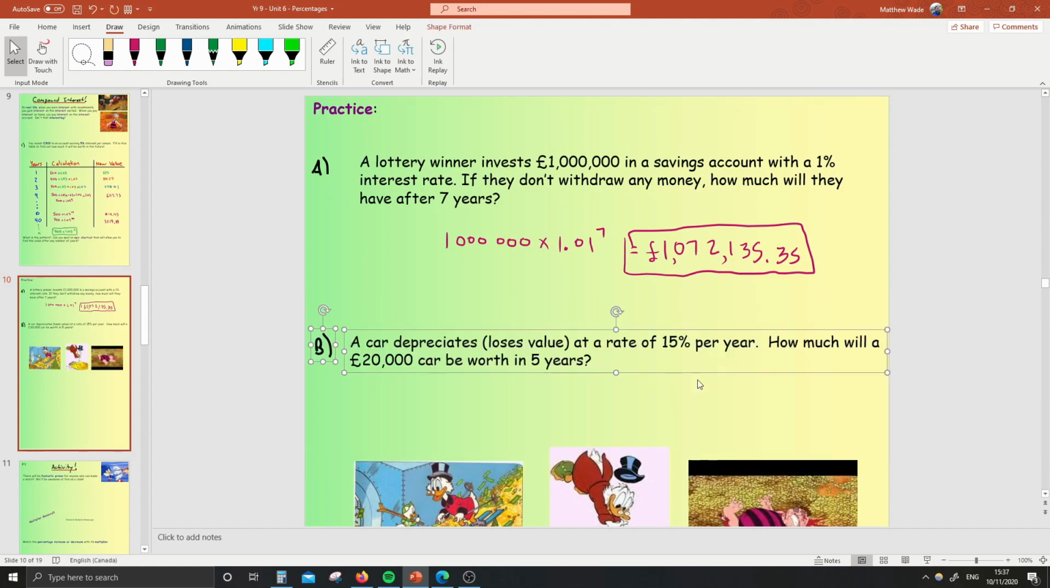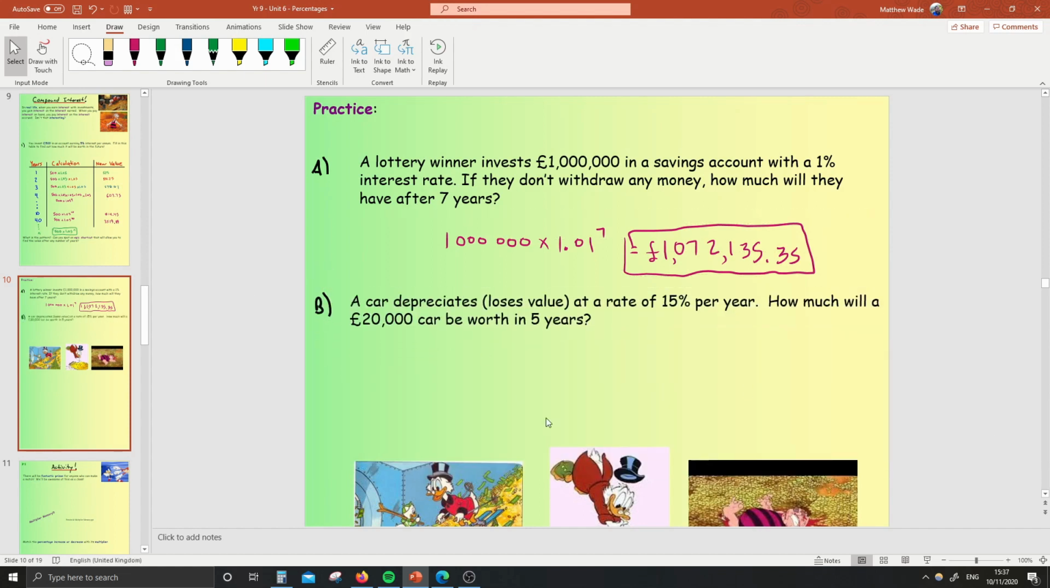Cool. So let's do another one, buddies. A car depreciates. That means it loses value at a rate of 15% per year. How much would a £20,000 car, nice car that would be, be worth in 5 years? Well, let's find out. 20,000. And we need the multiplier. So if it loses 15%, how much does it still have? 85%. 85% as a decimal is 0.85. See how we've done that? And 5 years, to the power of 5. What does it equal? Let's check it out.